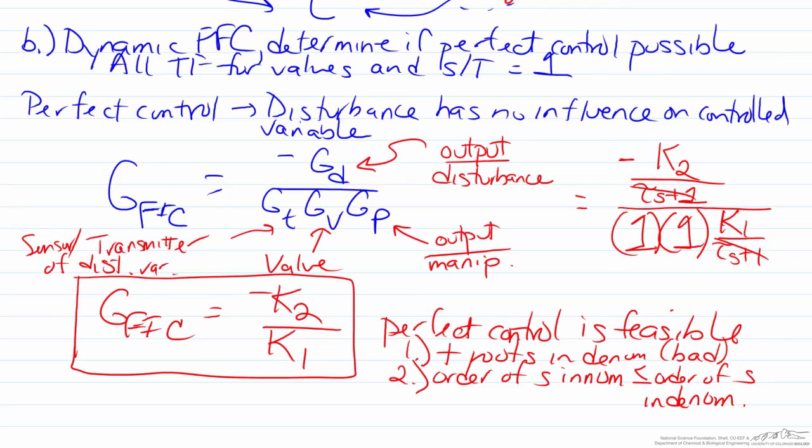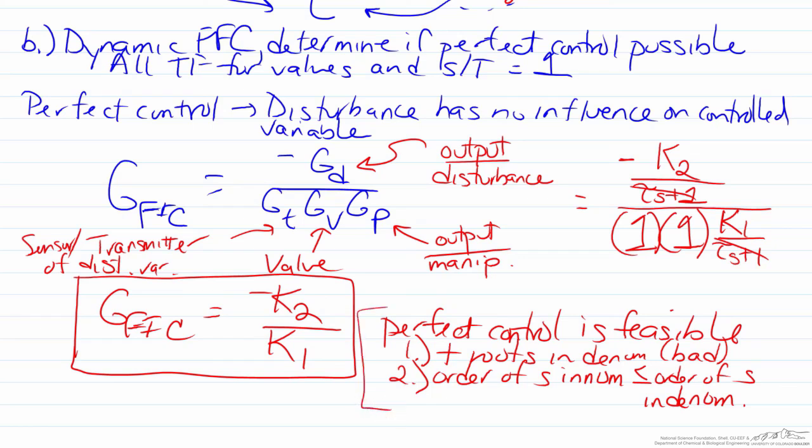This could become a little more complicated depending on if the valve has dynamics, the sensor transmitter has dynamics, or if the time constants for the disturbance transfer function and the process transfer function are different. And again, in order to dictate whether or not perfect control could be made here, we would again have to look at the two rules provided here.